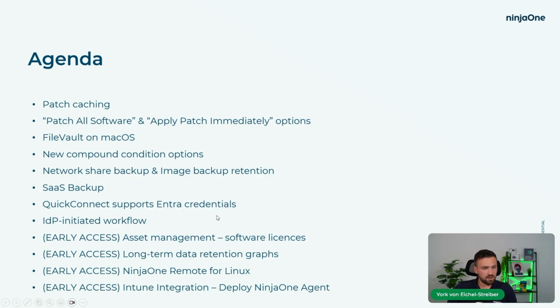Okay, yeah. Then SaaS backup. Quick Connect actually is a small feature here that you can use the Entra credentials. Quick reminder, Quick Connect is the remote access in NinjaOne that allows you to get remote sessions even to devices where you don't have the full RMM agent deployed. So this is useful a lot, mostly for managed service providers, but technically, it can also be very useful for internal IT departments.